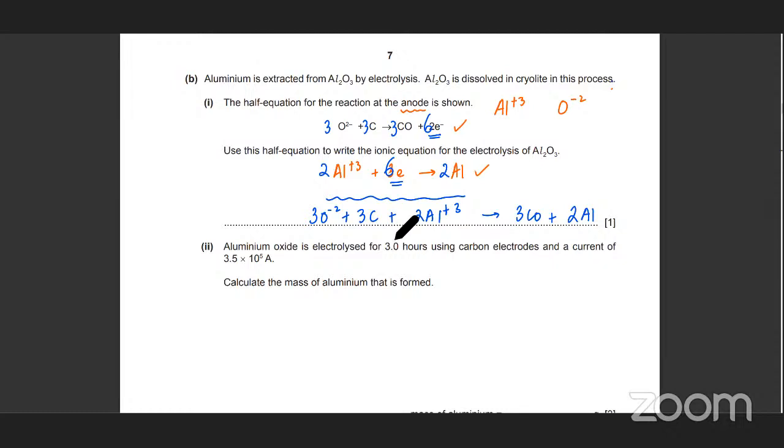Now, aluminum oxide is electrolyzed for 3 hours using carbon electrodes and a current of 3.5 × 10^5 amperes. Calculate the mass of aluminum that is formed.